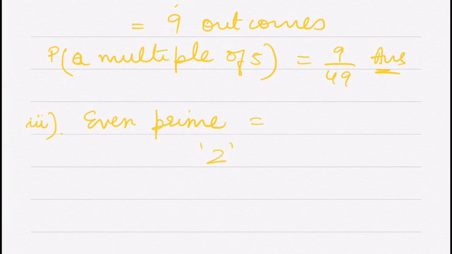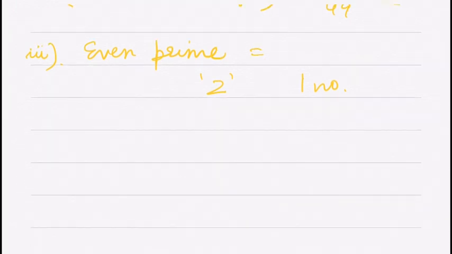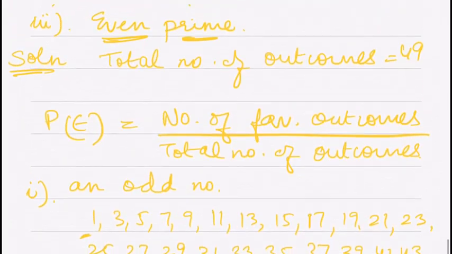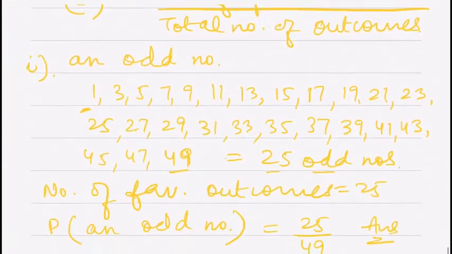Even prime means there is only one number which is even and prime, right? All other prime numbers are odd numbers except 2, correct? So there is only one number. So my favorable outcomes are only 1, correct? So the probability of an even prime number will be equal to 1 by 49. So that's my answer. Okay, so we have finished the 10th question.